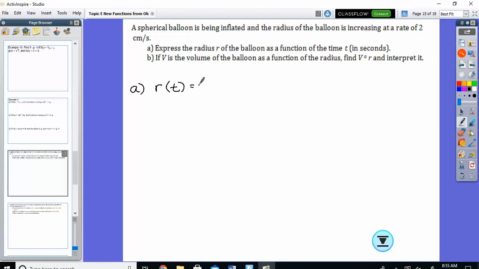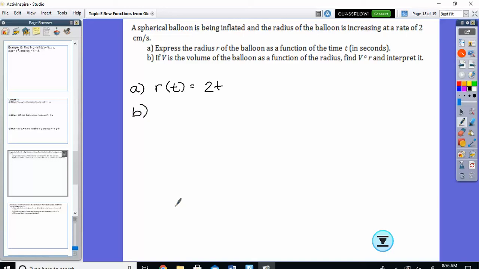So how can I quickly find that? If I want to know at 12 seconds how big it is, times 2. So at any given time, the radius is 2 times the time. So that way I don't have to list it out. I can just find the radius at any given point in time.